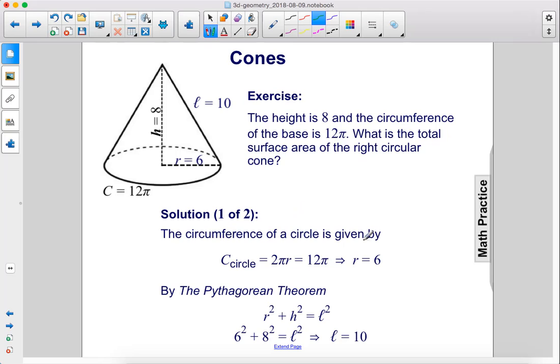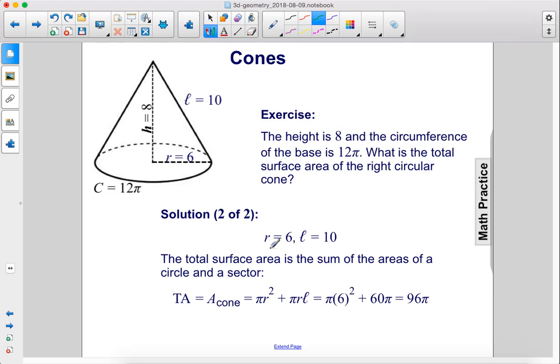The circumference of a circle is given by 2 pi r. So in this case, that is 12 pi, therefore the radius is 6. Then by the Pythagorean theorem, we see that L is 10, since 6 squared plus 8 squared equals 10 squared. And so now that we've found r and L, we can use our equation, pi r squared plus pi r l, to give us the total surface area, which is 96 pi.